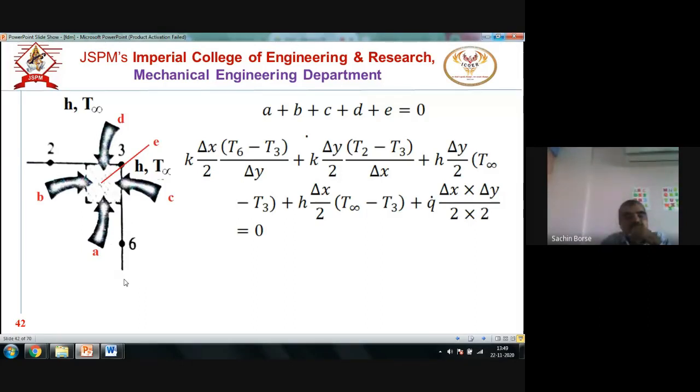D is again convection, hA, but A is now delta x by 2 into 1, into T infinity minus T3. Plus the next component is the heat generated in the element, that is Q dot times del x by 2 into del y by 2 into 1. That is the volume, Q dot into the volume, equals 0. Again, we have to take T3 on the left-hand side and everything else on the right-hand side. Okay, so we'll move further.